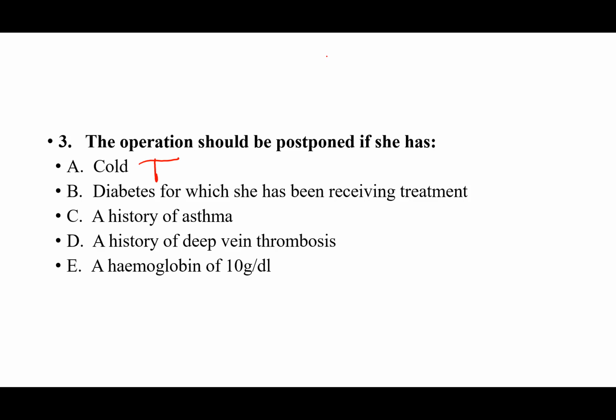B, the operation should be postponed if she has diabetes for which she has been receiving treatment. True or false? False. False, because it's controlled. She has a history of asthma. The operation should be postponed. No, false. All these are things that can be controlled. Is that not so? Okay.